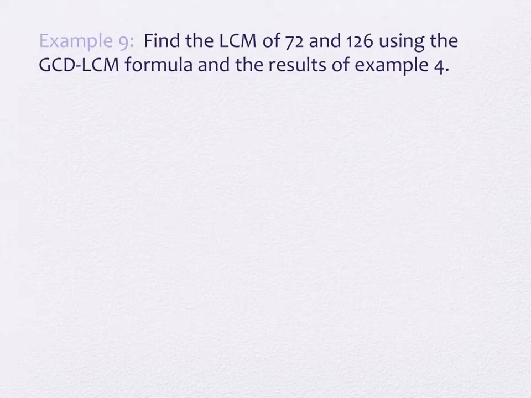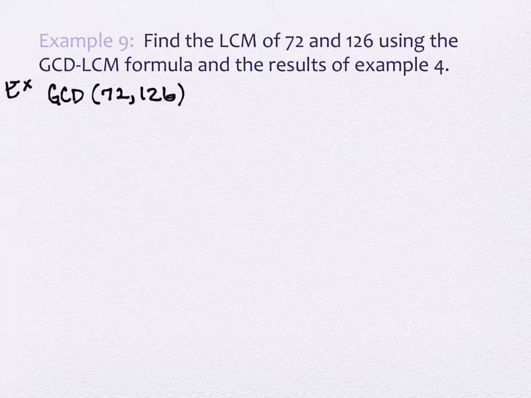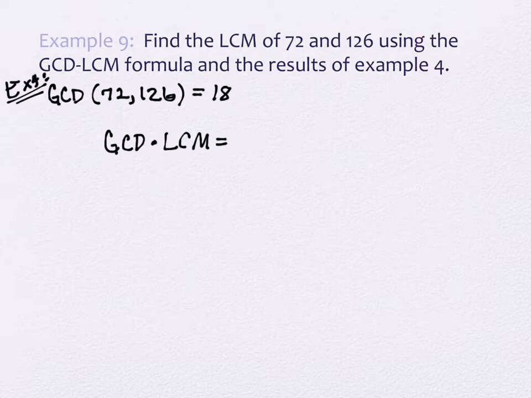In example 4 last time, we found the GCD of these numbers, 72 and 126. So this is from example 4. What was the GCD of 72 and 126? 18. Okay, so we're going to use that fact and the GCD-LCM formula to find the LCM. So just shorthand-wise, I'm going to write down the formula. It's the GCD times the LCM equals the product of our two numbers.